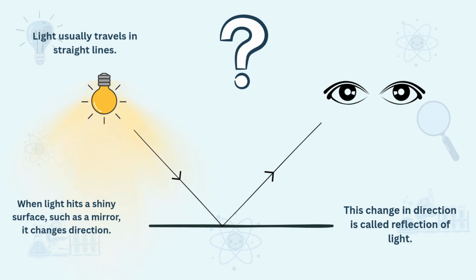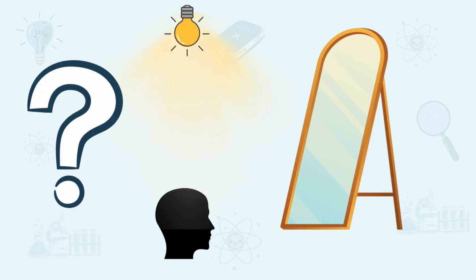We see reflection every day when we look in a mirror. Light from our face travels to the mirror, reflects from the surface, and then enters our eyes. Because of this reflected light, we are able to see our image in the mirror.